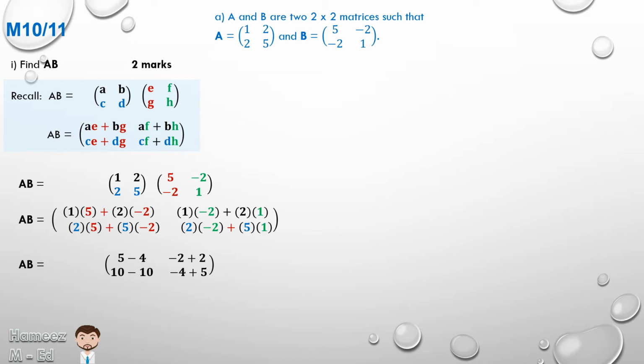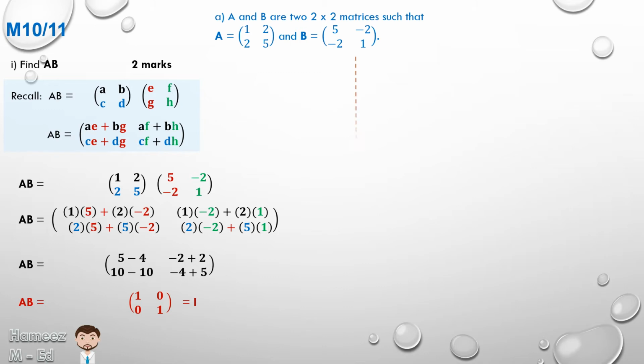And then 2 5s are 10. Plus 5 by minus 2 is minus 10. And 2 by minus 2 is minus 4. Plus 5 by 1 is 5. And if we simplify, 5 minus 4 is 1. Minus 2 plus 2 is 0. 10 minus 10 is 0. And minus 4 plus 5 is 1. So AB is equal to 1, 0, 0, 1, which is the identity matrix.